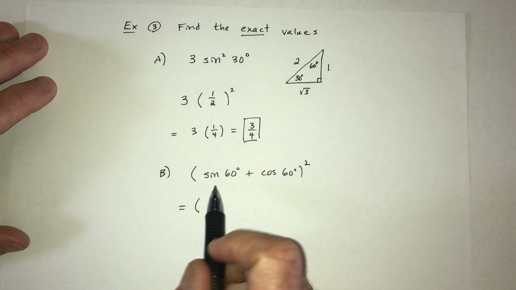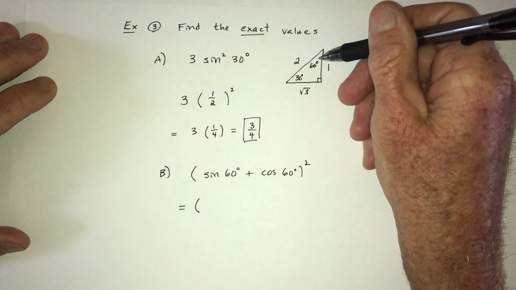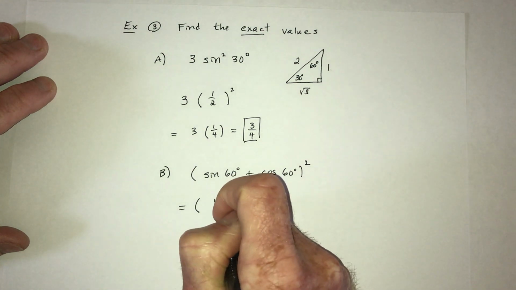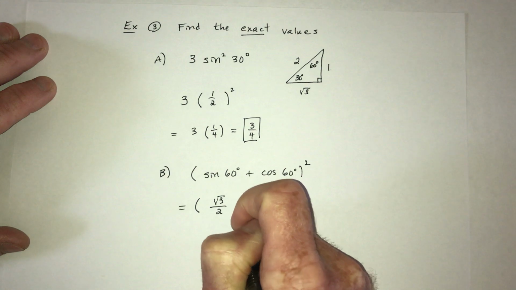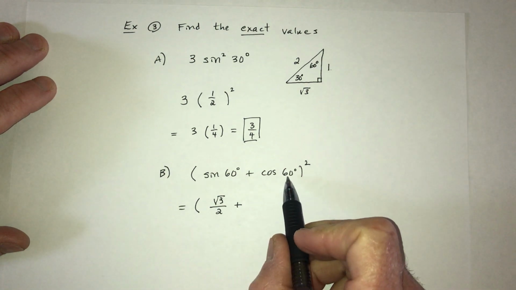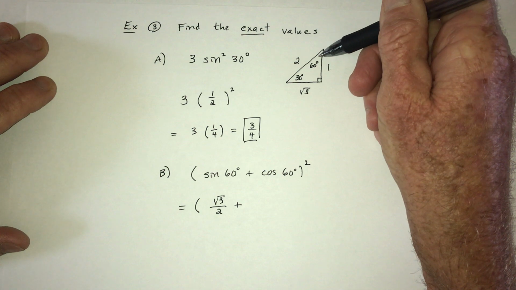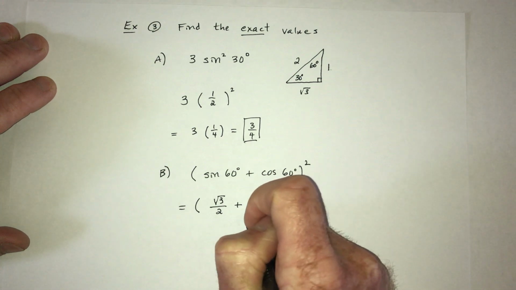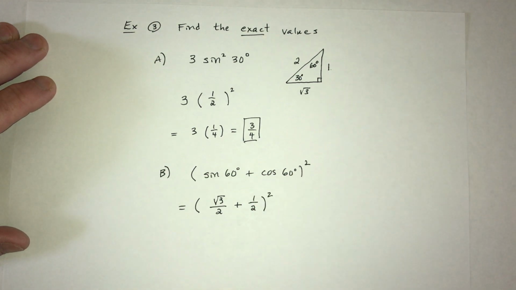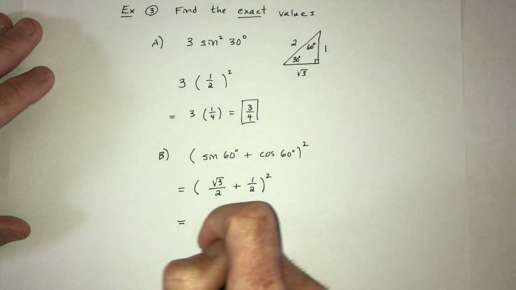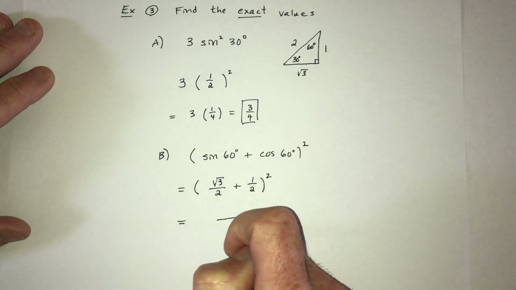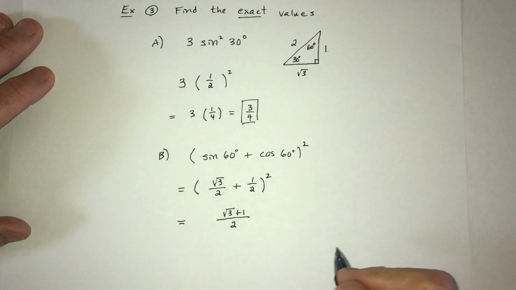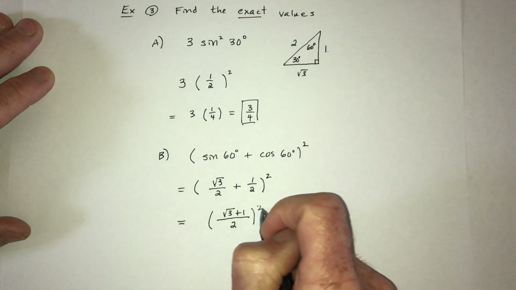Okay, sine of 60. So starting with the 60, sine is opposite over hypotenuse. So it's going to be the square root of 3 over 2. Now cosine. So start at the 60, and cosine is adjacent over hypotenuse. So that is 1 over 2. And then the whole thing gets squared. Well, it just so happens these already have a common denominator, so I could rewrite this as the square root of 3 plus 1, and then the whole thing is divided by 2. Then square it.